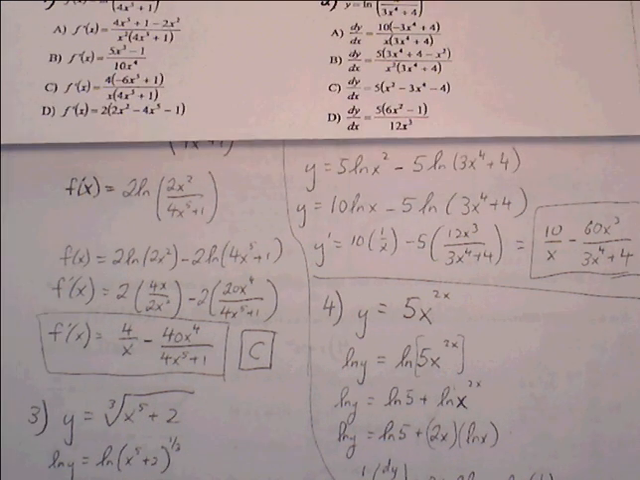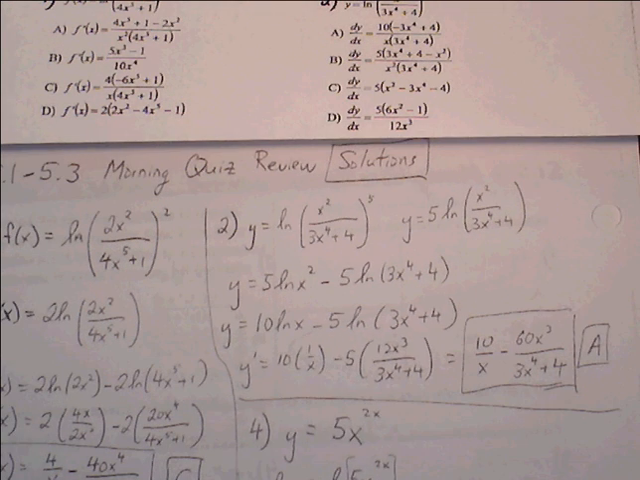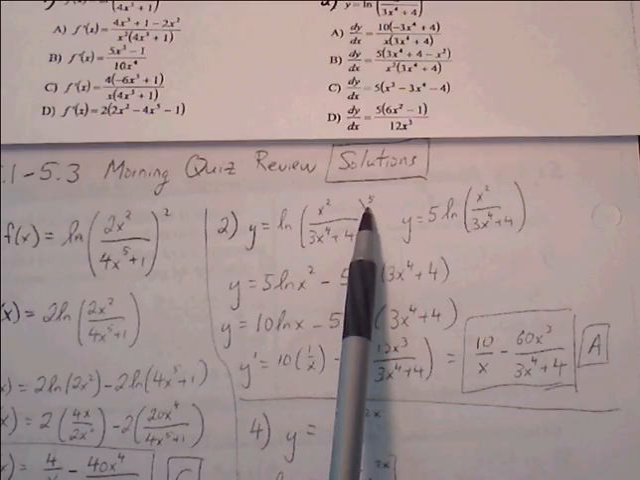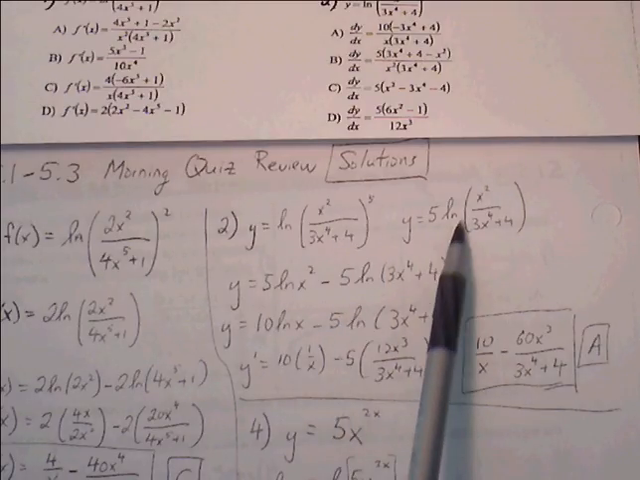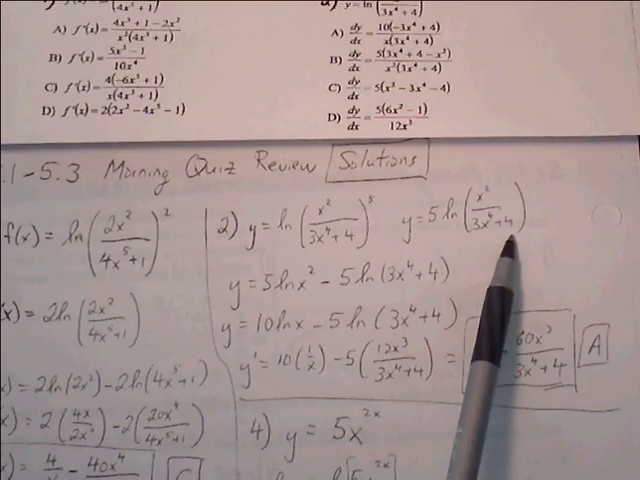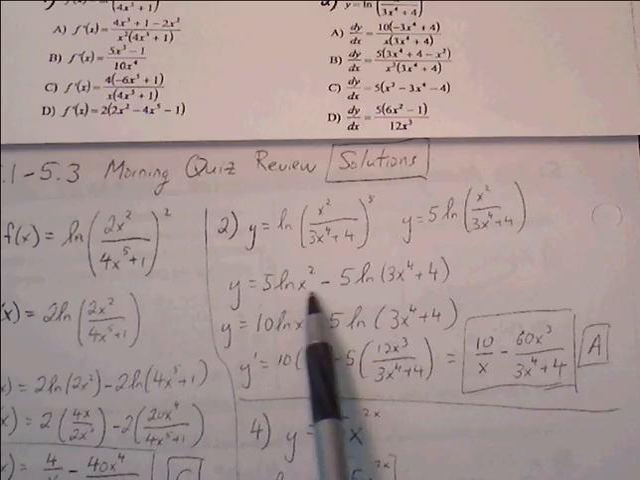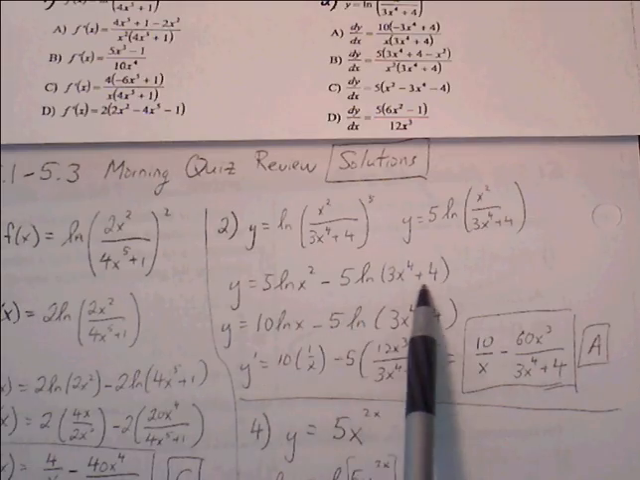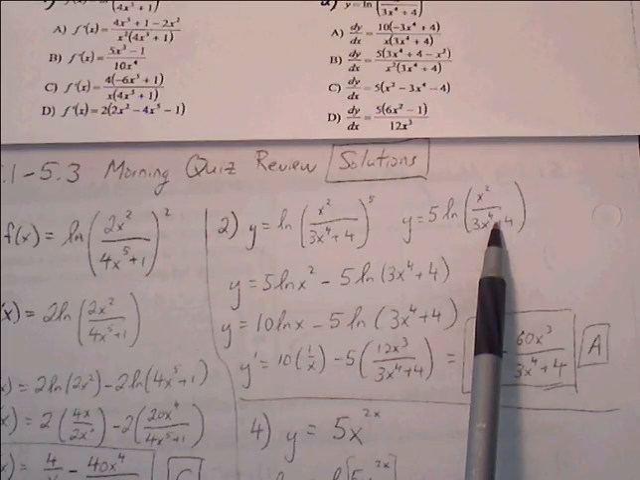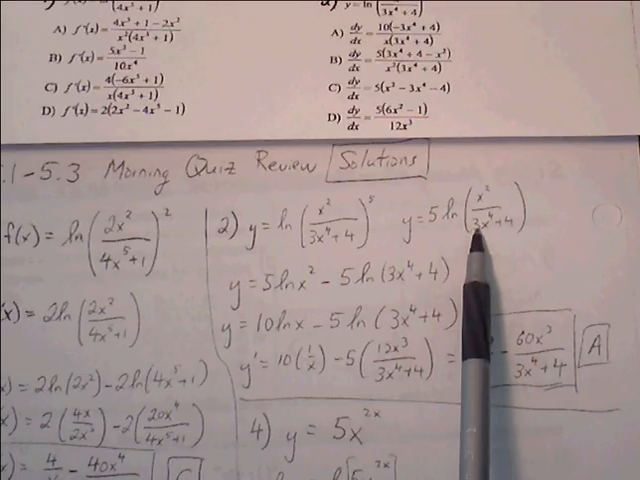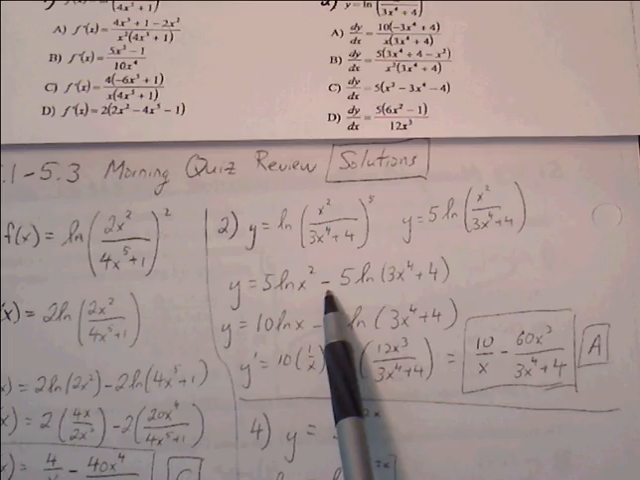Okay. All right, number 2 here. We have, again, natural log of an expression raised to an exponent. We can go through power property, so bring down the 5 ln of x squared over 3x to the 4th plus 4. Continue expanding by using quotient property. So ln of x squared minus 5 ln of 3x to the 4th plus 4. We're doing quotient property as well as distributing the 5 through. So remember, quotient property, ln of a over b is equal to ln of a minus ln of b. And the 5 gets distributed through.